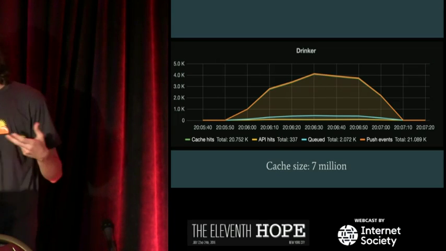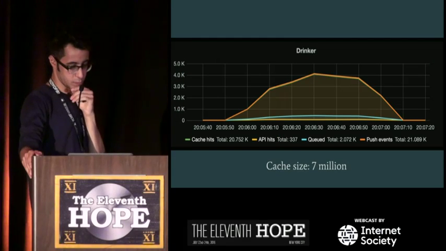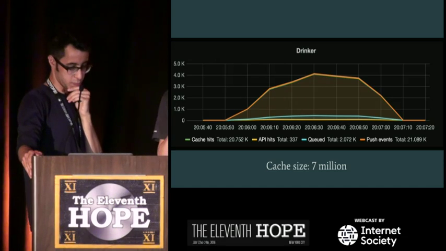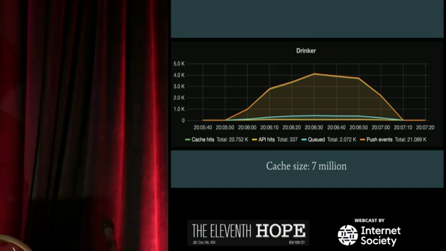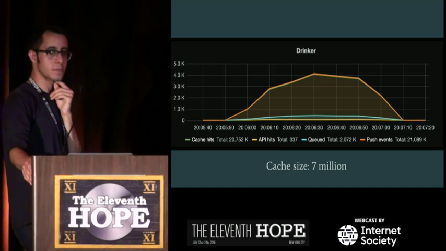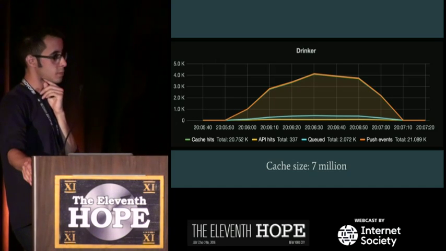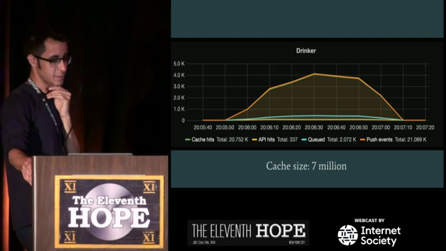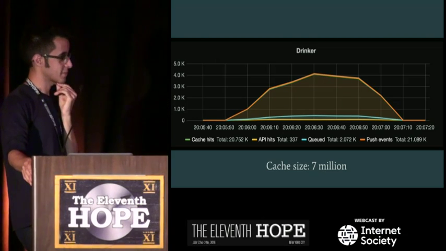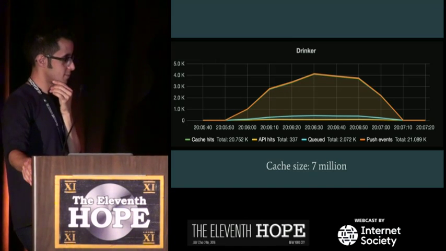So now, this is how an average hour of drinking looks like. I see 21,000 push events, of which 20.7 we can figure out from the cache. We hit the API just 300 times an hour, and we queue about 2,000 repositories every hour. You must consider that we don't queue repositories that have less than 10 stars, and we don't queue repositories that were changed twice in the same hour. We queue them only once.